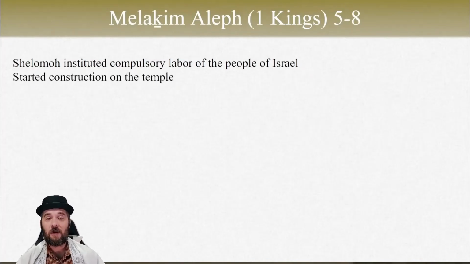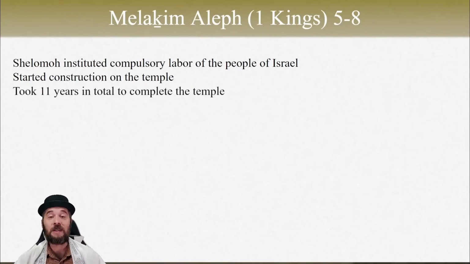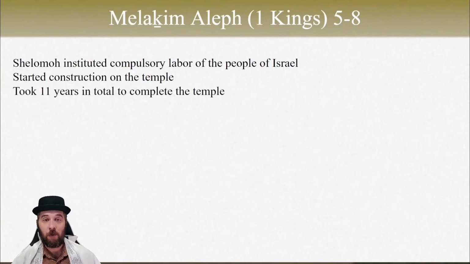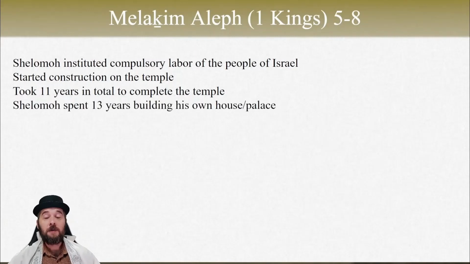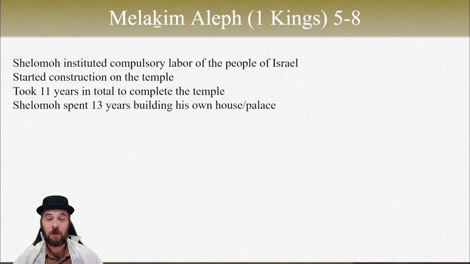Shlomo finally gets to start construction of the temple. In total, it took 11 years to build the temple. It was 4 years for him to get the foundation taken care of and built, and then another 7 years from the foundation up. He also spent 13 years, about the same time, building his own house, which we can probably assume was his palace.